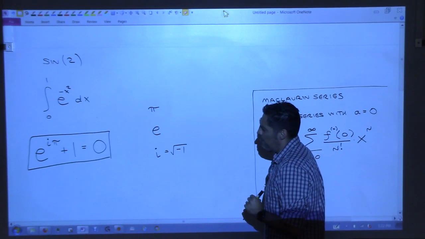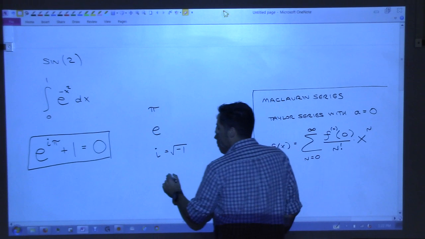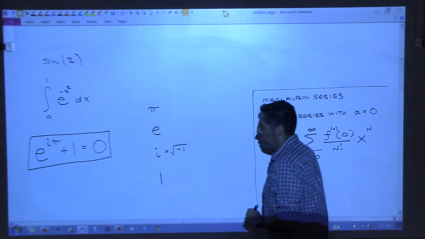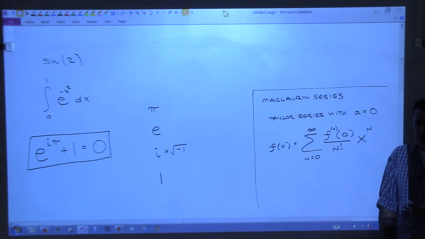Let's see, what are the other numbers in there? 1 and 0, so are those important? Absolutely. 1, believe it or not, has a very special name in our number system. It's called the multiplicative identity.